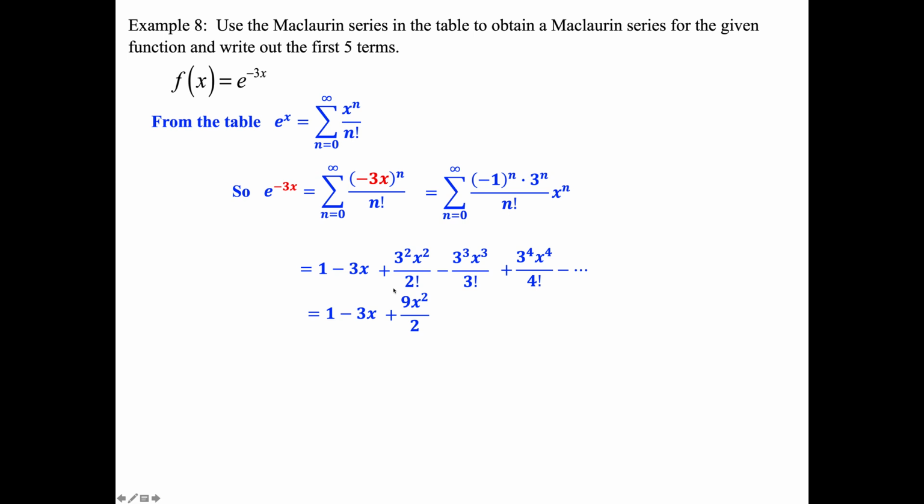And so you can start to simplify. 3 squared is 9x squared over 2 factorial, 2, minus, oops, wait a minute, we're going to be able to reduce this. 27 over 6 reduces to 9 over 2. Then 3 to the fourth times x to the fourth over 4 factorial. Again, you'll be able to cancel out a 3. So 27 x to the fourth, then 4 times 2 times 1 is 8. And so there's our first 5 terms with everything simplified out.